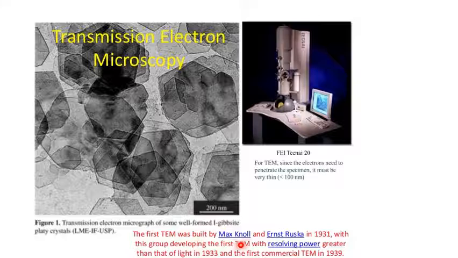The first TEM was built by Max Knoll and Ernst Ruska in 1931, with this group developing the first TEM with resolving power greater than that of a light microscope in 1933, and the first commercial TEM in 1939.